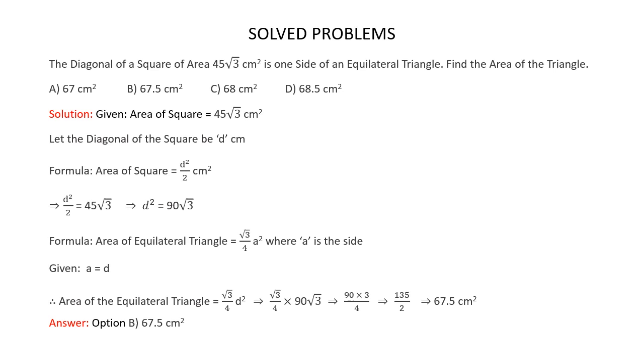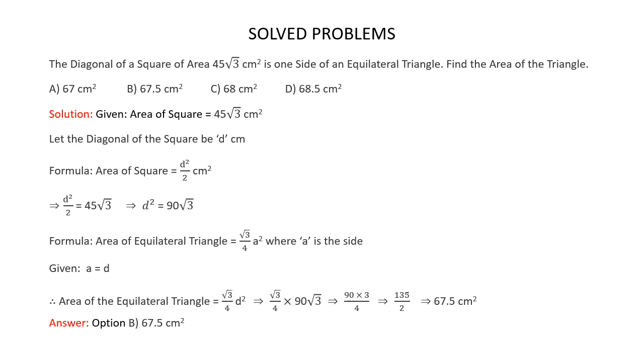Now we know that the area of an equilateral triangle is root 3 by 4 multiplied by a squared. It's given that a is equal to d. So d squared is equal to 90 root 3, which means a squared is equal to 90 root 3. Substituting the value of a squared in this formula, we can easily find the required area of the equilateral triangle.